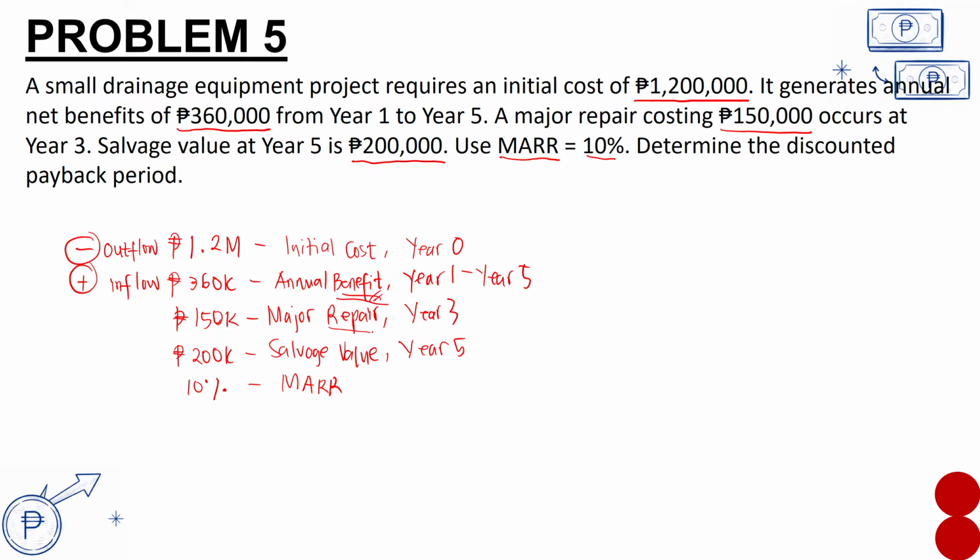We have a major repair. Even though I did not write the cost there, simply speaking, when we say the cost for the major repair, that means that this is an outflow. The money was going out. This is a negative cash flow. And lastly, we have a salvage value. And we know that the salvage value is an inflow, therefore we assign a positive sign for this one. And how about for the MARR? We do not assign a sign for the MARR because this is our minimum attractive rate of return.